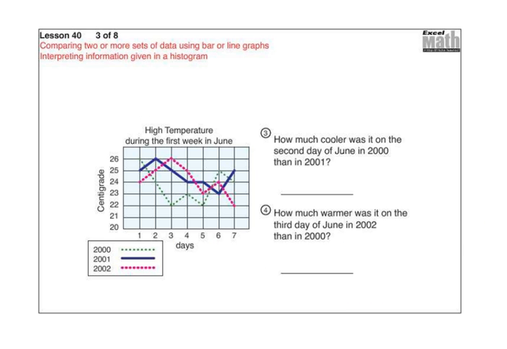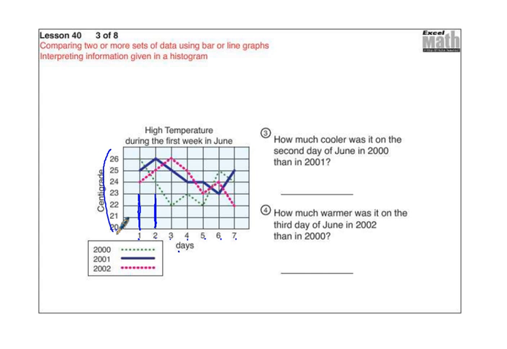All right, here is a line graph. How much cooler was it on the 2nd day of June in 2000 than in 2001? Well, let's take a look first at the graph, and so I can explain to you how it works here. Days are down at the bottom. Day 1, day 2, day 3, day 4, 5, 6, and 7. This line right here is day 1. This line here, day 2, and so on.